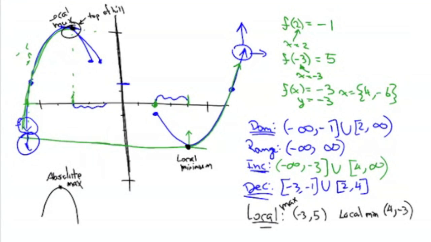In calculus, it gets a little fancier. It says the local maximum happens when x is equal to -3 and has a value of 5. The local minimum happens at x equals 4 and has a value of -3. So it gets a little fancier, but if you just tell me what the coordinates are, I'm kind of happy. Whew. Domain, range, increasing, decreasing, evaluating points, and all that fun stuff.